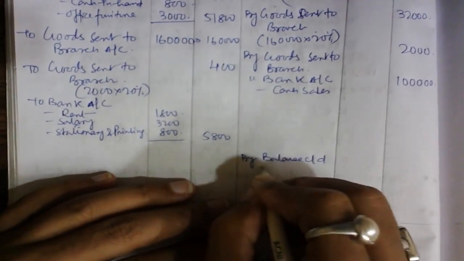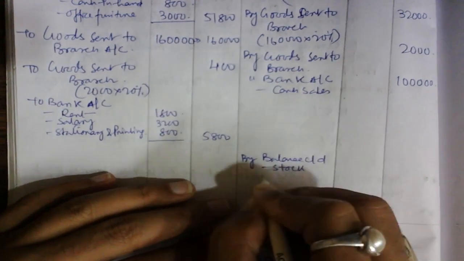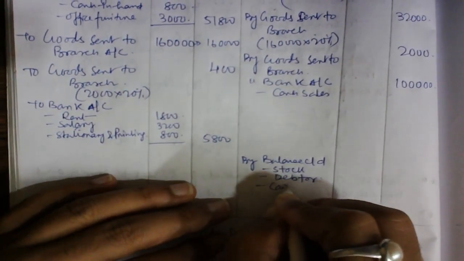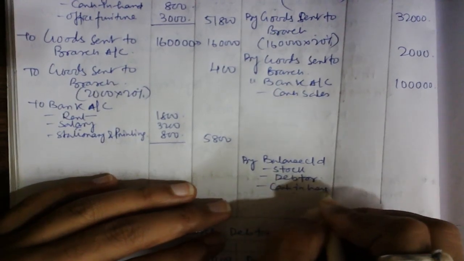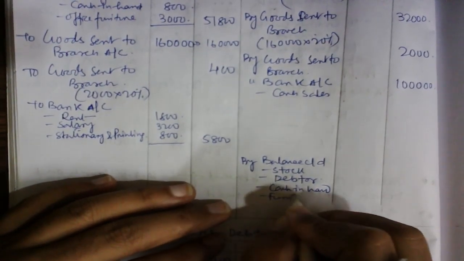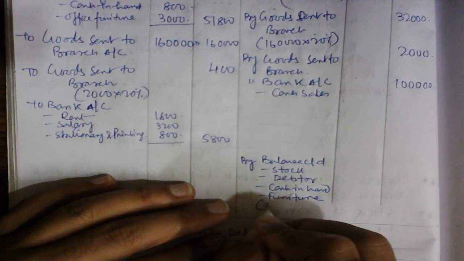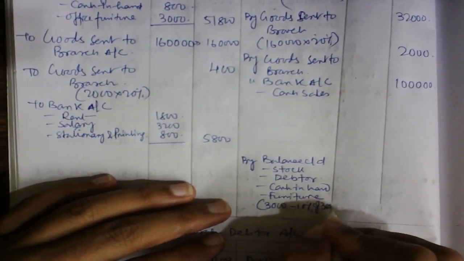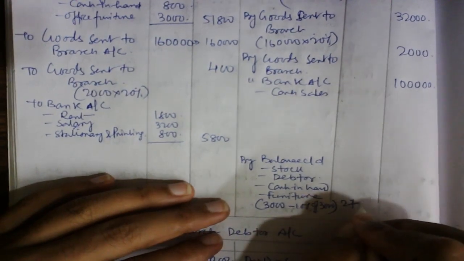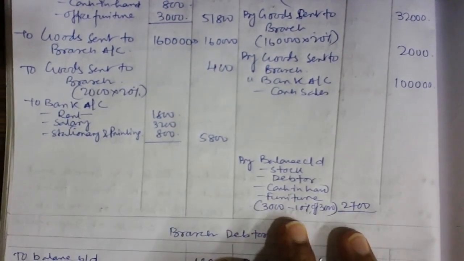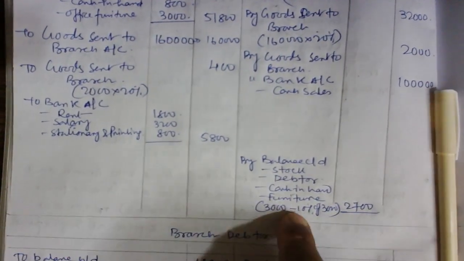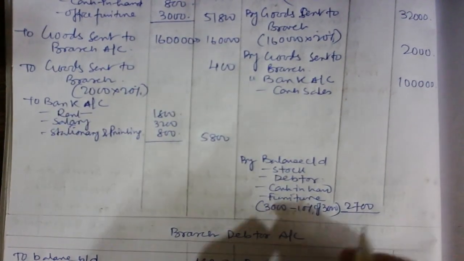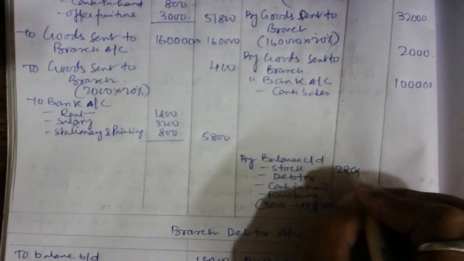So here we can write by balance CD: closing stock, debtor, cash in hand and furniture. So how will we write furniture? Sir, furniture we have balance 3,000 minus 10% of 3,000. Correct? So it is 2,700. We just deducted the depreciation. And we have the stock. Closing stock is 28,000. It is given.